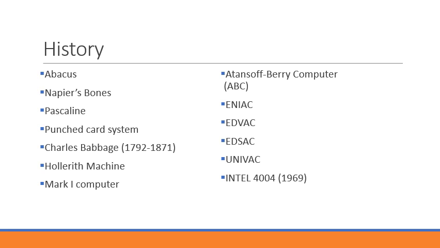Pascaline. It was the first calculating device with the capability to perform additions and subtractions on whole numbers. It was developed by Blaise Pascal, a French mathematician. This device is made up of interlocking cogwheels having numbers 0 to 9 on its surface. When one wheel completes its rotation, the other wheel moves.